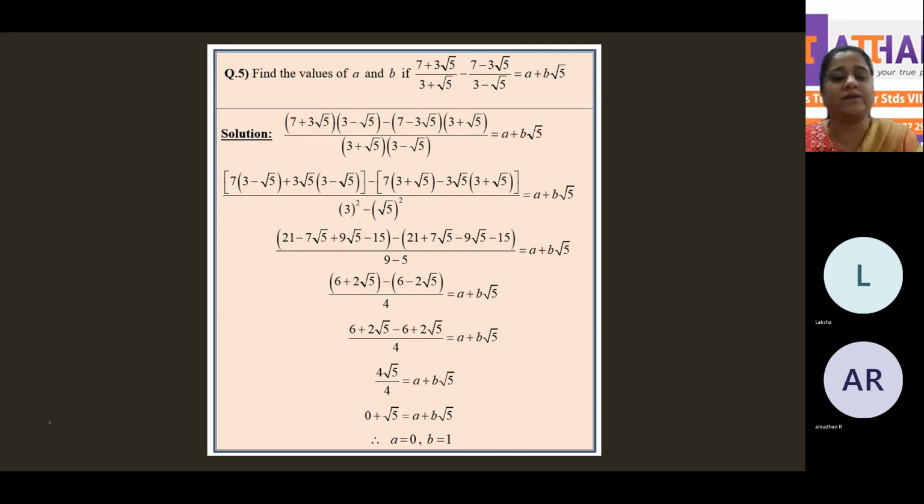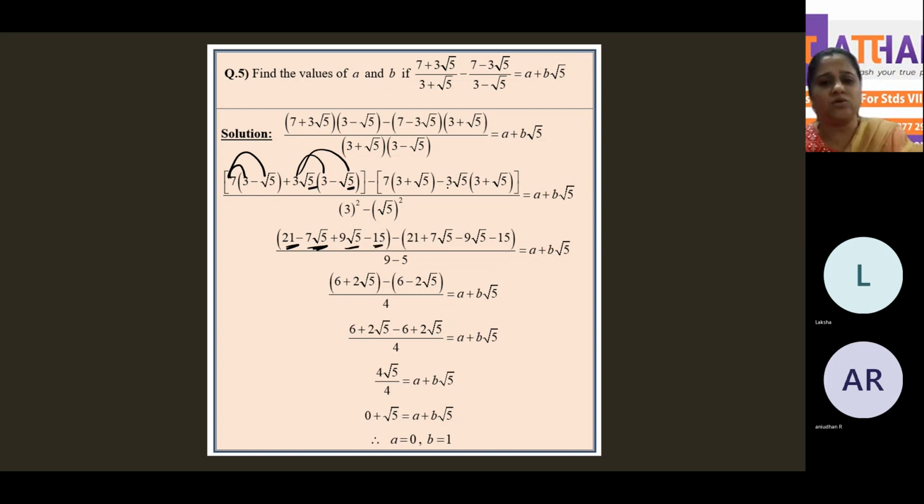Denominator is like A minus B into A plus B. So A square, 3 square, minus B square, minus root 5 the whole square, is equal to A plus B root 5. Next step, simplification. If you multiply, 7 3s are 21. 7 into root 5, 7 root 5, minus 7 root 5. Then this into this, 9 root 5. And this into this, root 5 into root 5 is 5.